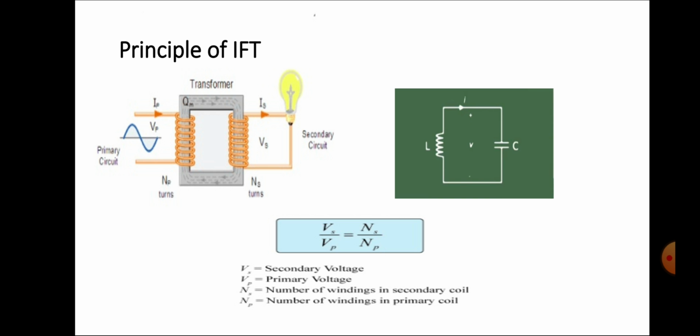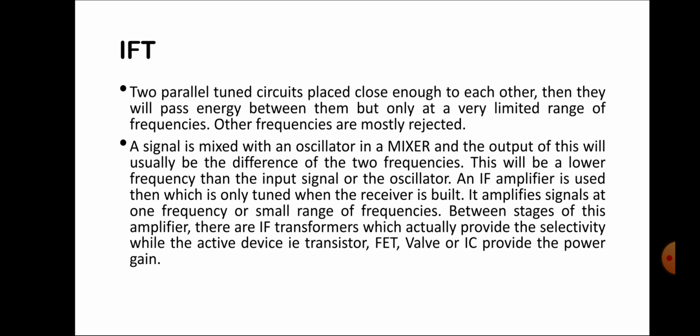In the tank circuit, L and C are connected together. When they are excited by an alternating current source, only the signal at the resonant frequency will oscillate and all other frequencies are rejected. So if we combine the basics of the tank circuit and transformer, we will get the IFT. So IFT is two parallel tuned circuits placed together so that they will pass energy only in a particular limited range of frequency, and all other frequencies are rejected.